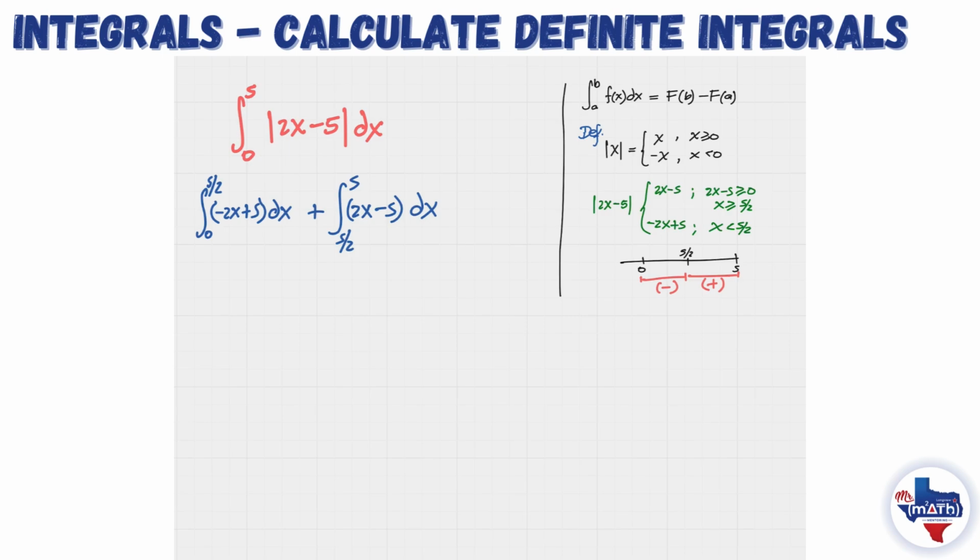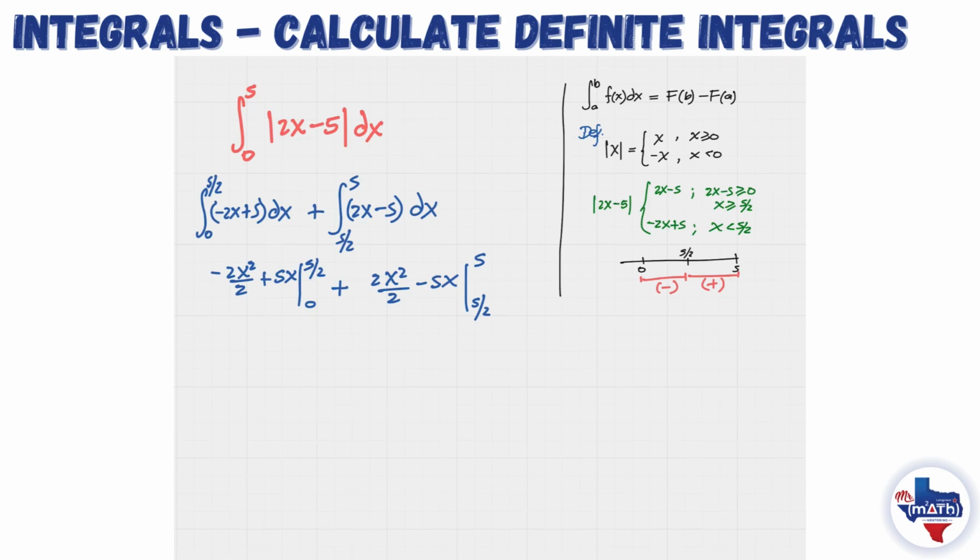Let's start by integrating and solving with the bounds. The integral of negative 2x plus 5 is negative 2x squared over 2 plus 5x, evaluated from 0 to 5 halves. Plus the integral of 2x minus 5, which is 2x squared over 2 minus 5x, evaluated from 5 halves to 5. Let's start solving each one of these.